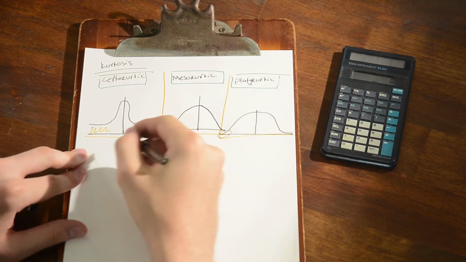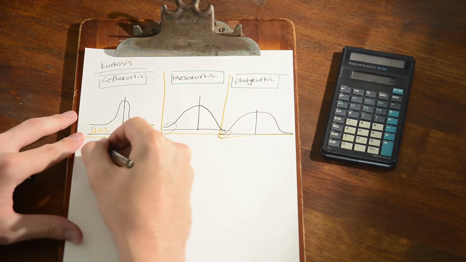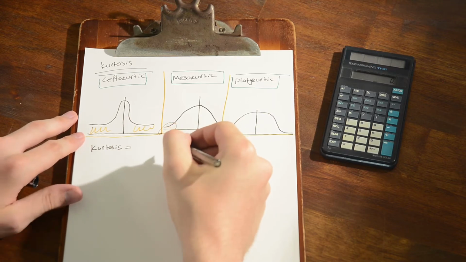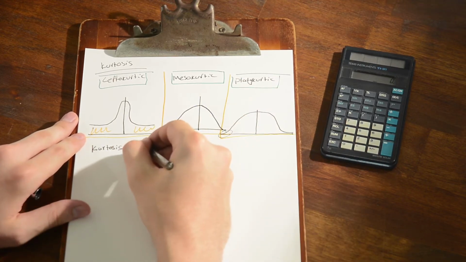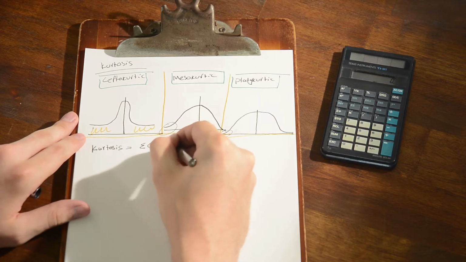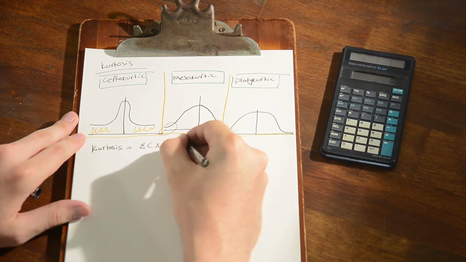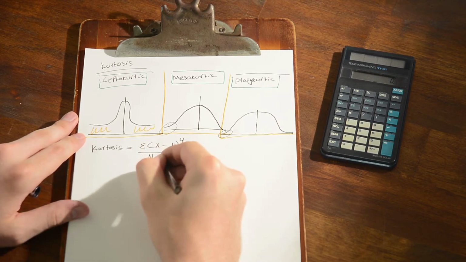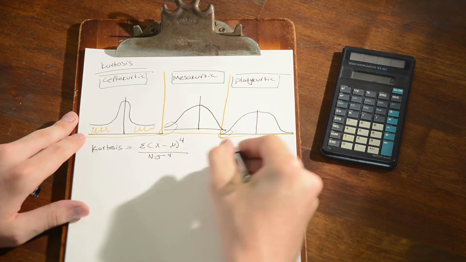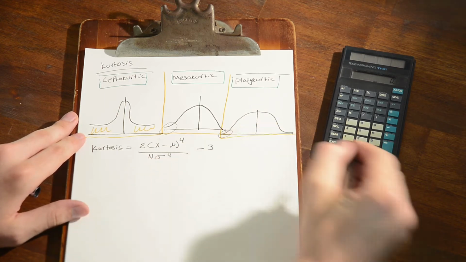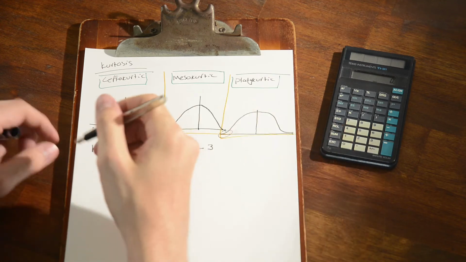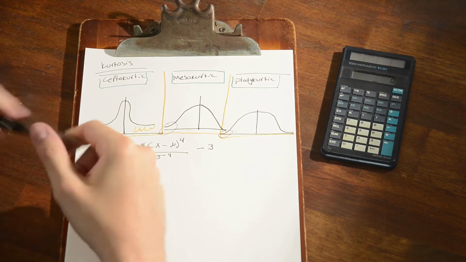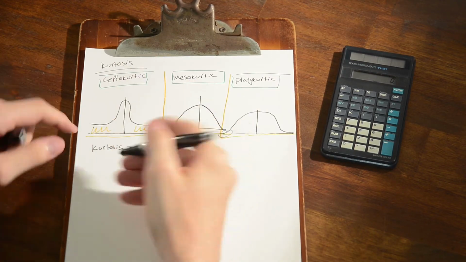So, what's our formula for calculating kurtosis? Well, it's very similar to the formula we just did for skewness. We're going to have the sum of x minus mu, but this time we're going to take it to the fourth power. That is going to be over n times standard deviation to the fourth, and then we're going to subtract 3. And we'll get to why that's added in a moment. So let's go on and calculate kurtosis for our same data set.